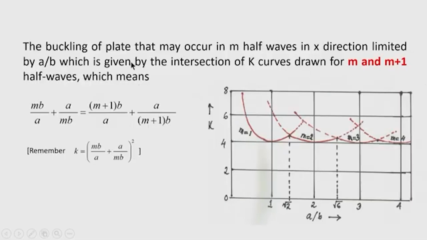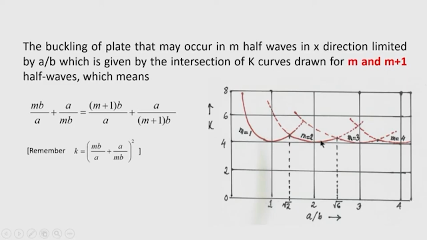Now, the buckling of the plate that may occur in m half waves in x direction is limited by a by b, which is given by the intersection of k curves. These are the k curves. These are the curves for buckling coefficient k, drawn for m and m plus 1.